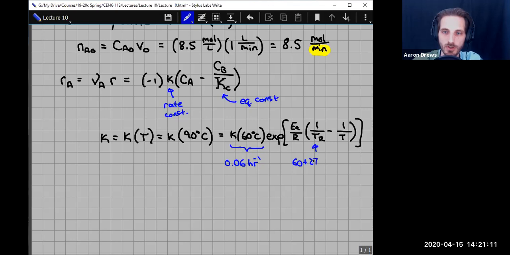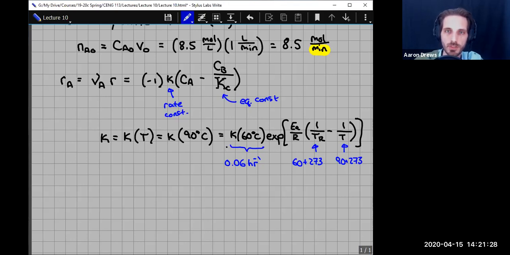But this expression always requires absolute temperatures. So we're going to adjust that to Kelvin by adding 273. This temperature is the temperature of our reactor. And so this is going to be 90 plus 273.